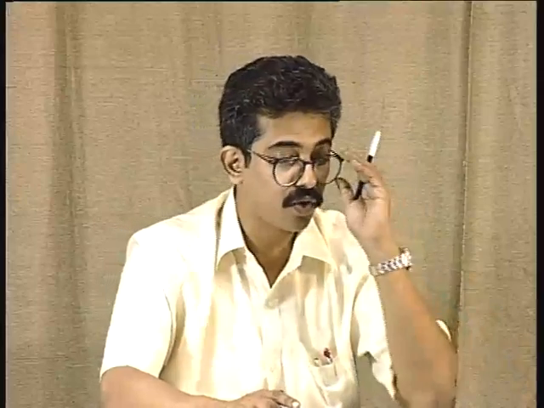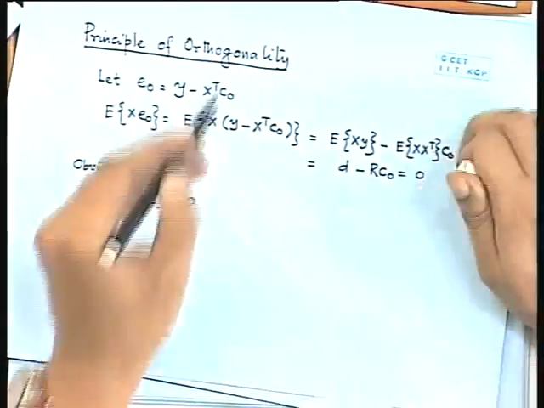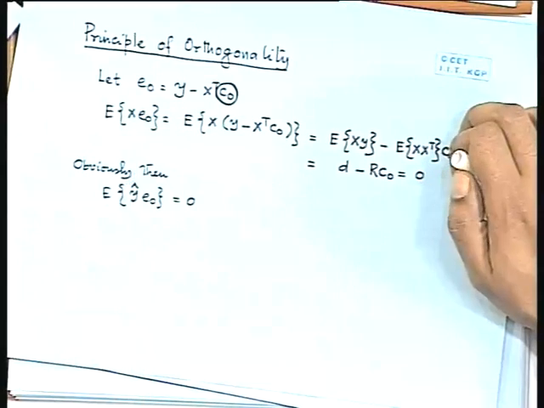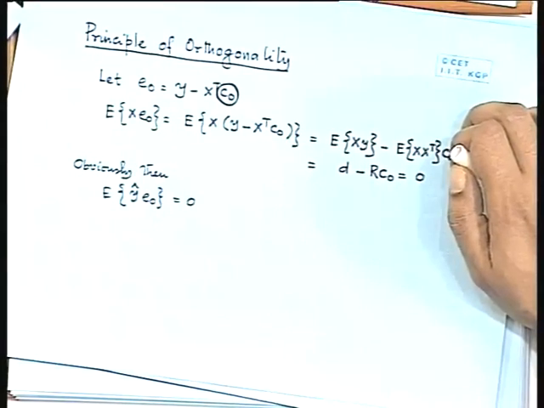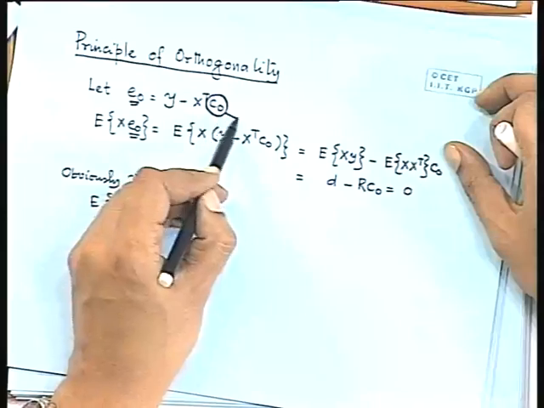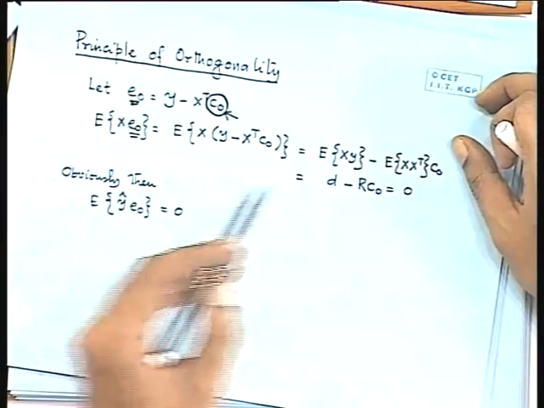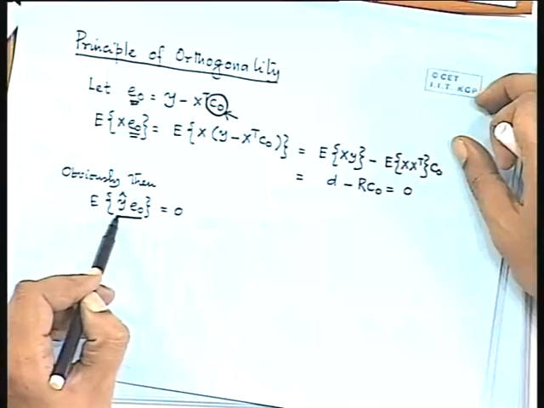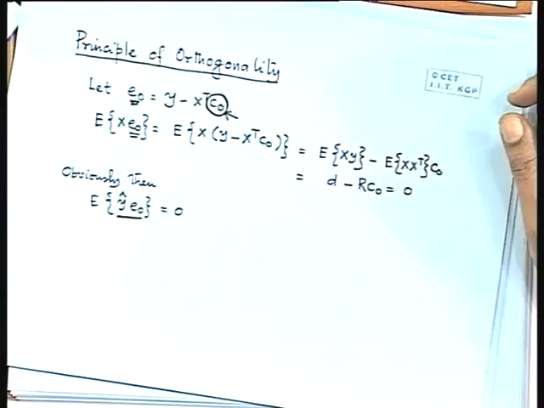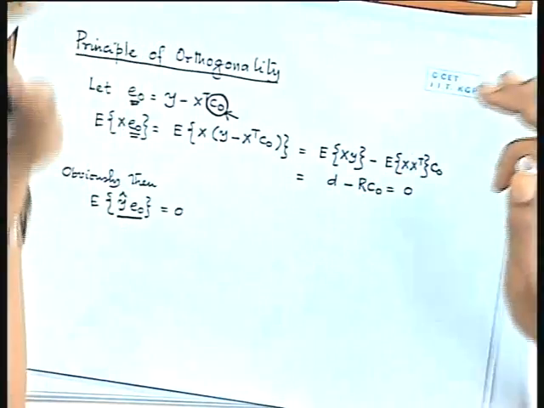There is one last point which I want to discuss, that comes from what is known as the principle of orthogonality. What does it say? That this optimal estimate, that is, if you choose the weights as C0, has a very nice property. What is that property? See, this is the error if you use the weight C0. Now the error becomes uncorrelated with the estimate, that is, the estimation error is uncorrelated with the estimate.